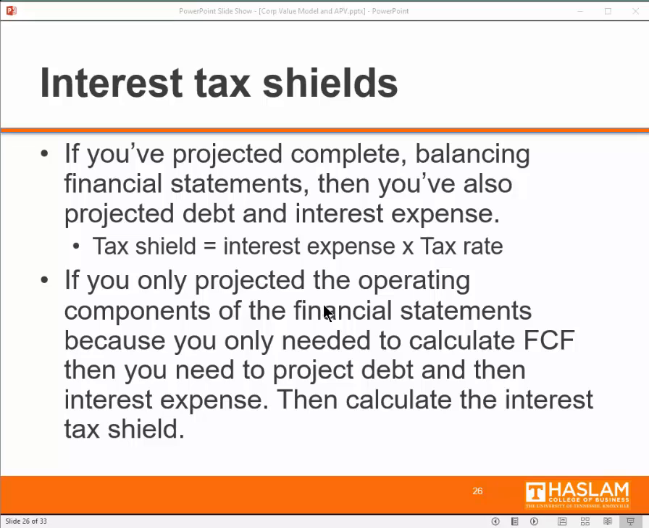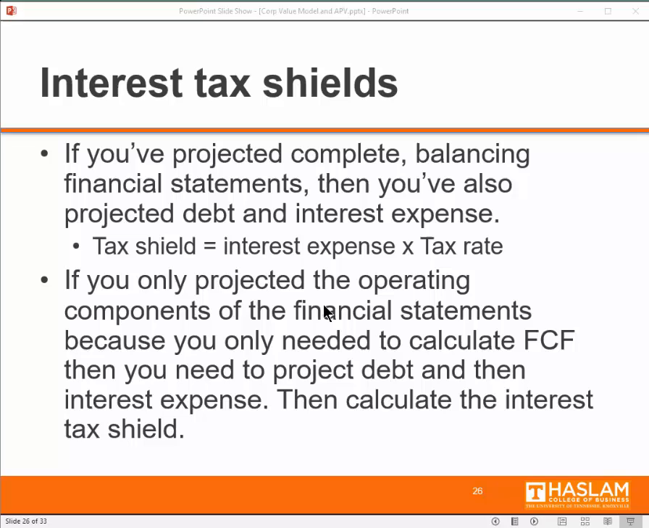All right, so now let's talk about interest tax shields. Now that we've got a discount rate to use for free cash flows and a discount rate to use for the interest tax shields, let's talk a little bit about them. So you've projected complete balancing financial statements. In other words, the ones that we're using are financial statements that have specifically what type of financing we're expecting to use every year. That information is not needed for the weighted average cost for the corporate valuation model, but it is needed for the adjusted present value model because we need the tax shield.